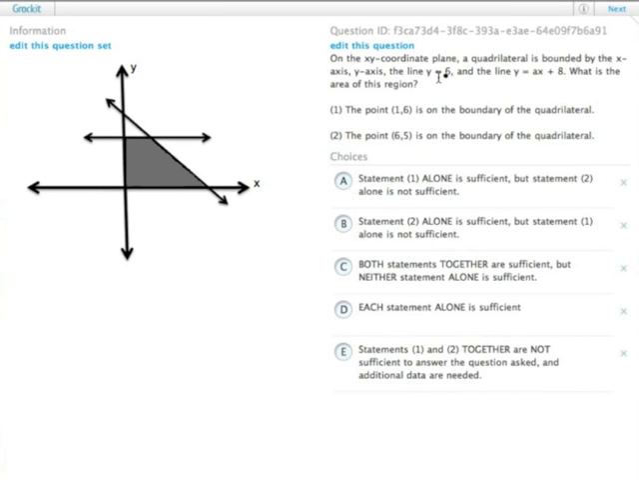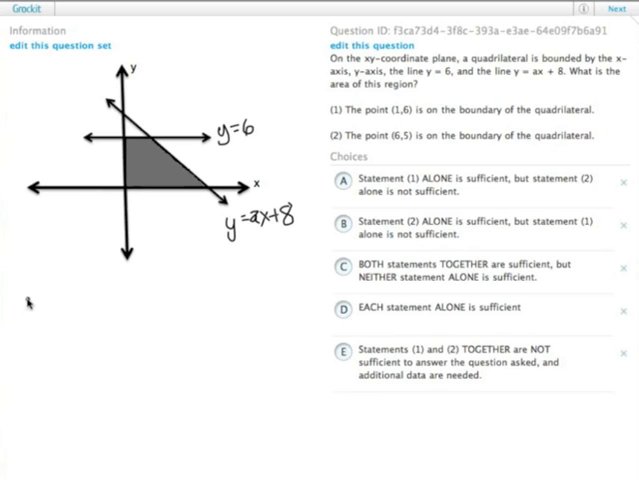So we have a quadrilateral, it's actually a trapezoid, bounded by the x-axis, the y-axis, the line y equals 6, that's this guy, and the line y equals ax plus 8. What's the area of the region? There's two different ways you could think about it.